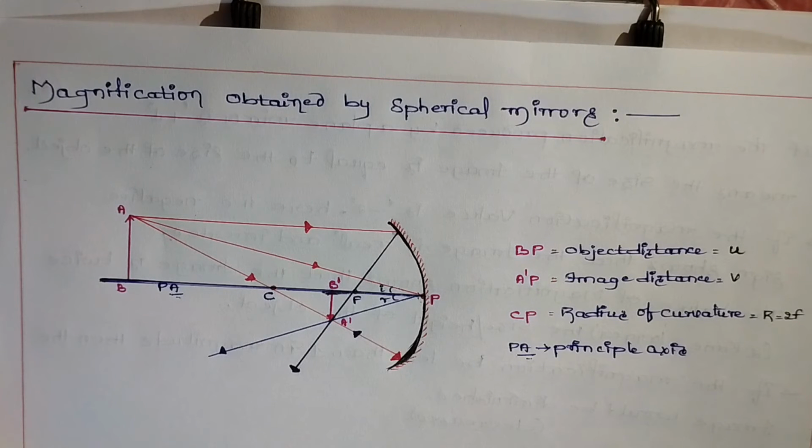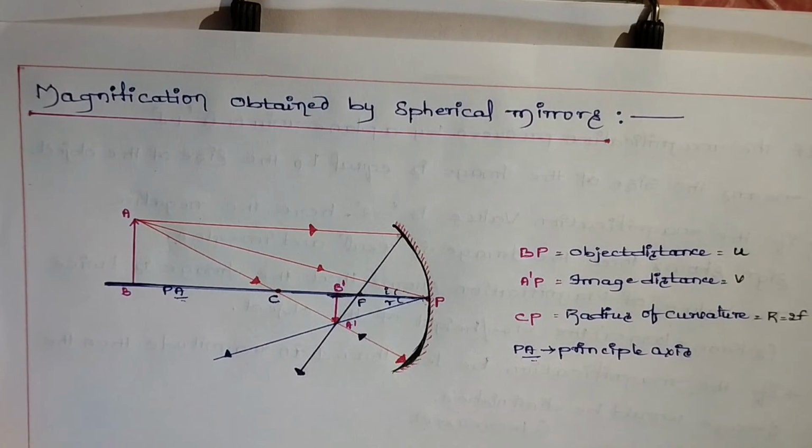Today I would like to explain the magnification obtained by spherical mirrors. Before that, if we illustrate any diagram in optics, we must be aware of ray tracing. Here also, according to this, I would like to explain ray tracing.